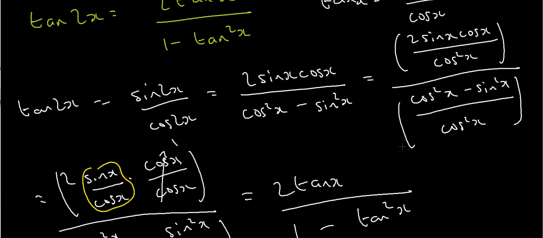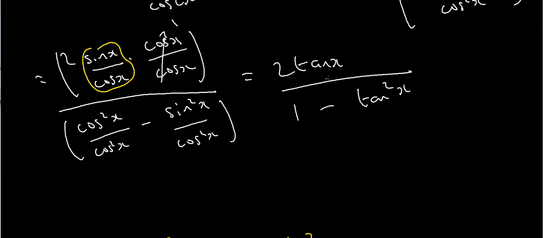And I believe I'm done now. Yes, I'm done, because I've got 2 tan x over 1 minus tan squared x. So basically what I did was divide by the cosine of x and use my double angle identities. So that's the first identity done.